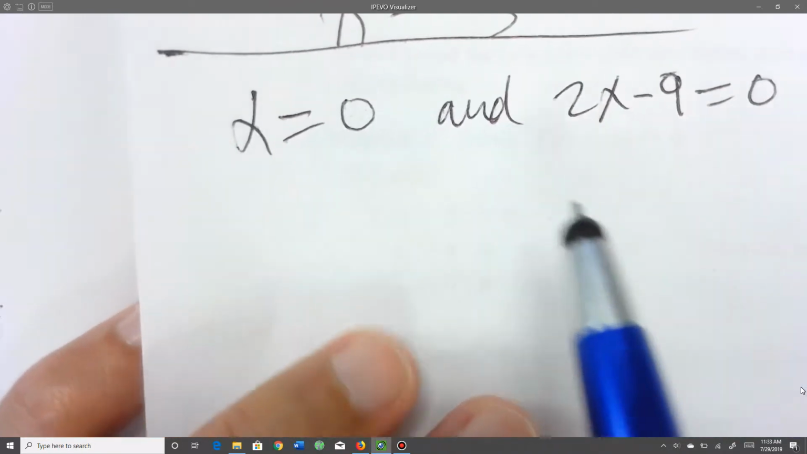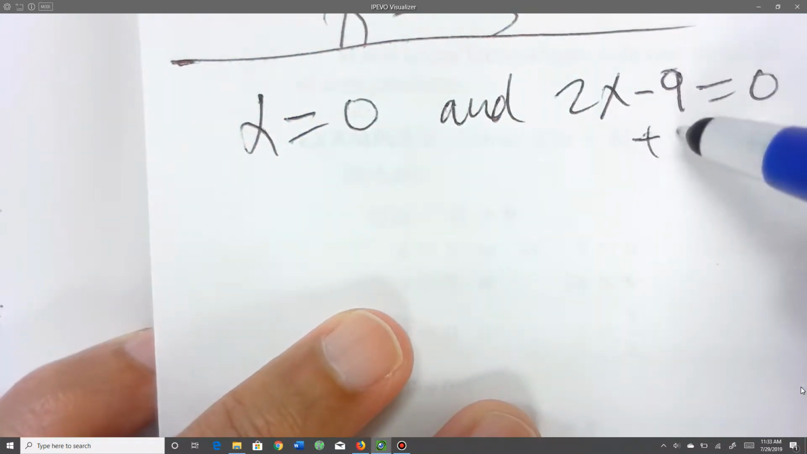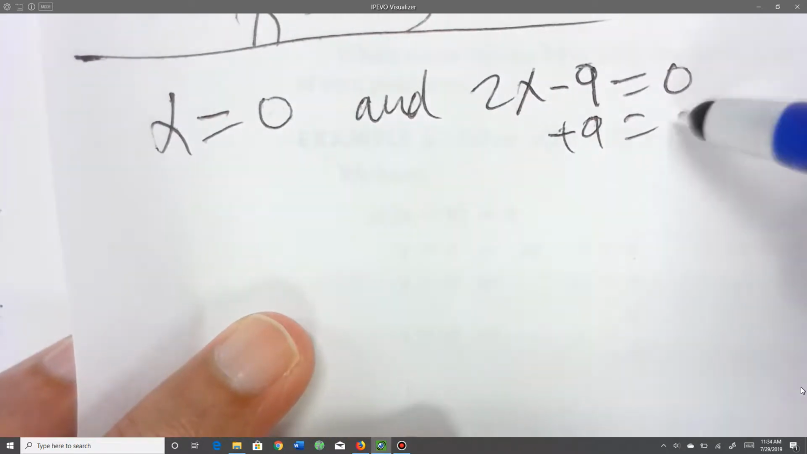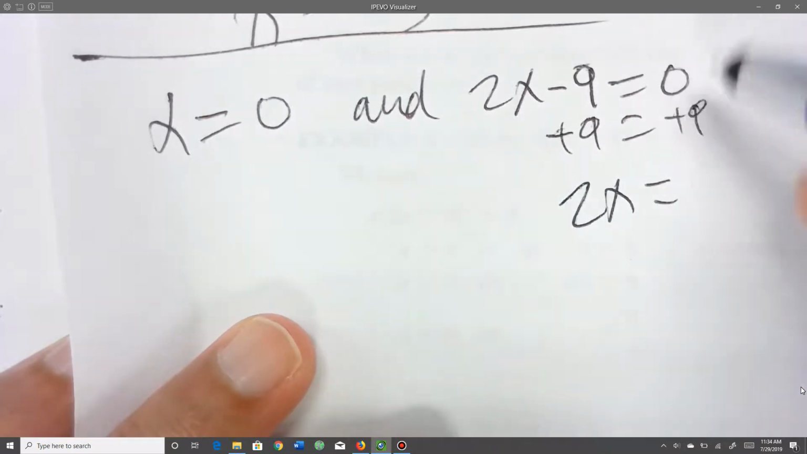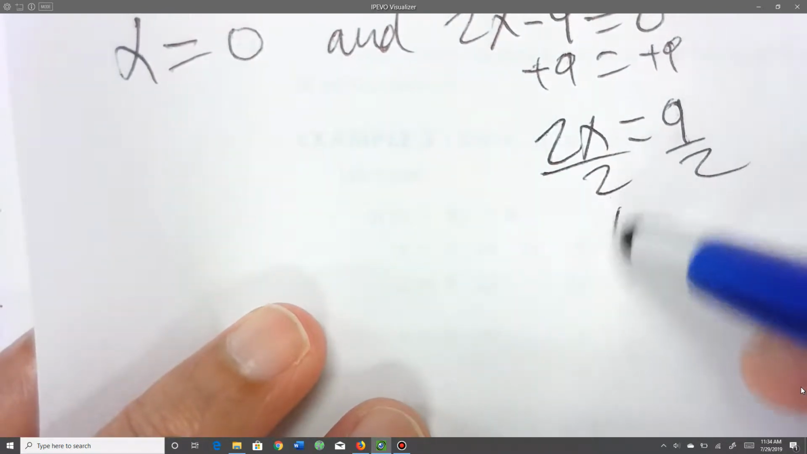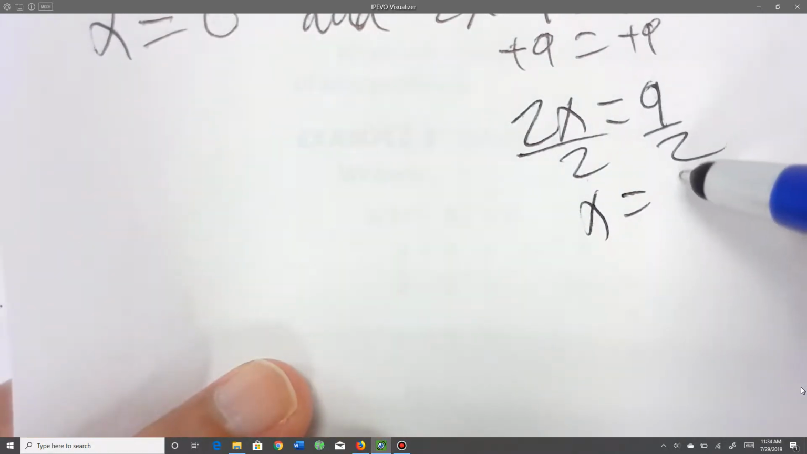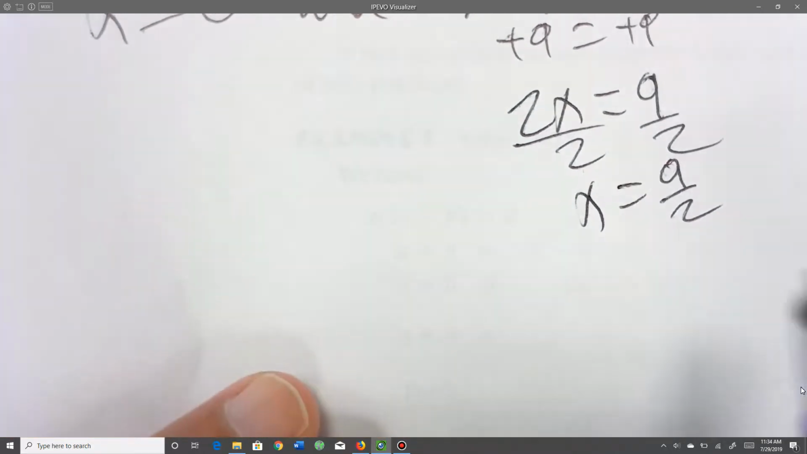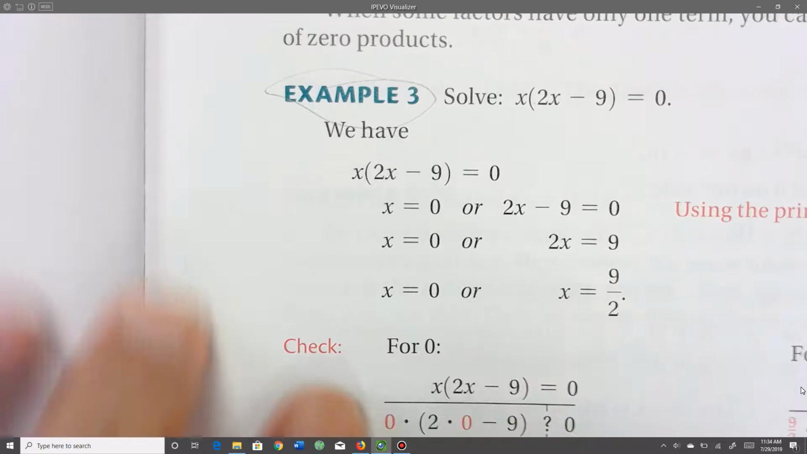Alright, now you have two different equations. Solve for x. This one's already solved. Here I add 9 to both sides on this equation. That's 2x equals 9. Divide both sides by 2. That's 9 over 2. Can't simplify it. So the answer is x equals 9 over 2.